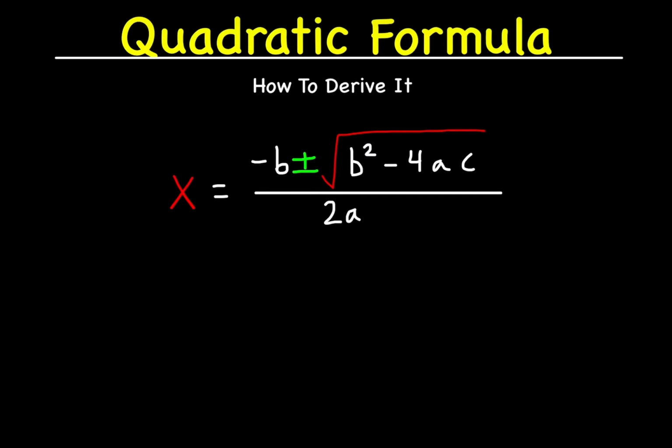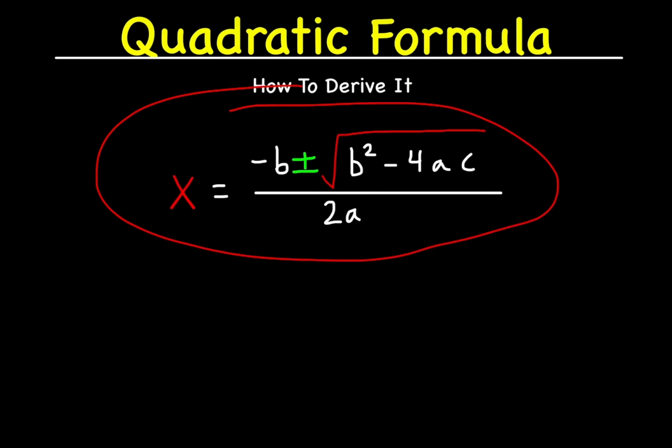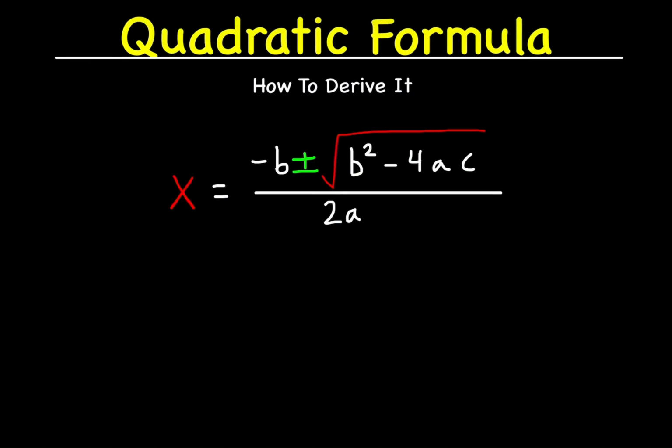Let's derive the quadratic formula. So this right here is the quadratic formula, and we're going to derive it from its standard form. So we know that ax squared plus bx plus c equals 0. That's the standard form. And what we're going to do to derive this formula is we're first going to complete the square, then we'll solve for x.